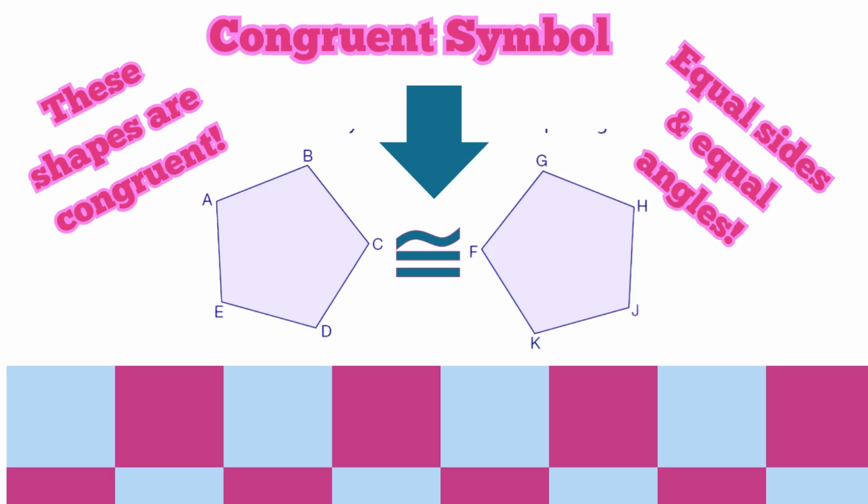And now, let's talk about the congruence symbol. When 2 shapes are congruent, we can use a special symbol to show this relationship. The congruent symbol looks like this. So for example, between the 2 shapes that I'm showing you, I've included the congruent symbol, and that is showing that these shapes are congruent, which once again means that all sides are equal and all angles are of equal measure.